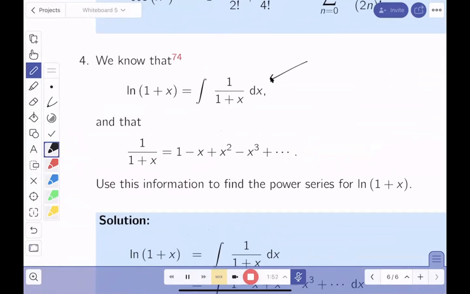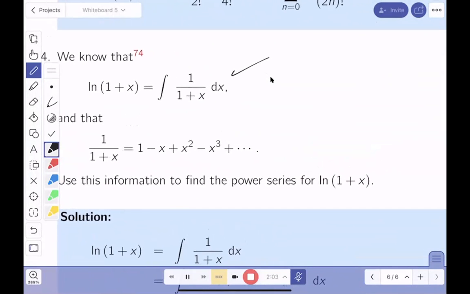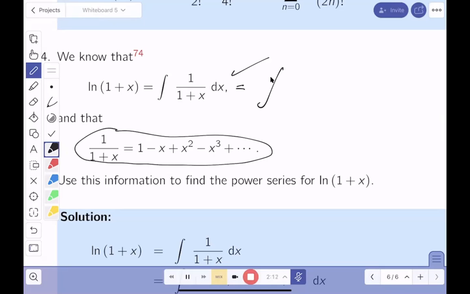The integral of 1 over 1 plus x is the natural log of 1 plus x. By the way, most likely you put down the absolute value of x, but let's not worry about this stage over here. What I want to do is, if I know this, I'm going to use what I know about it. If you know this, it becomes a much easier problem for me to deal with. What is it going to be? 1 minus x plus x squared minus x cubed, yada, yada, yada, dx.